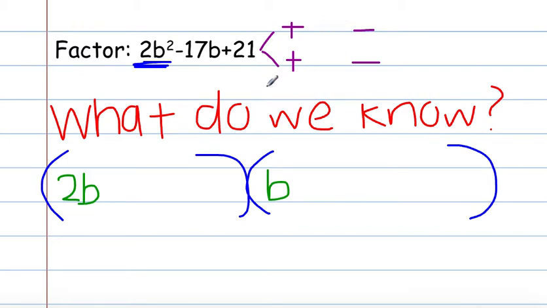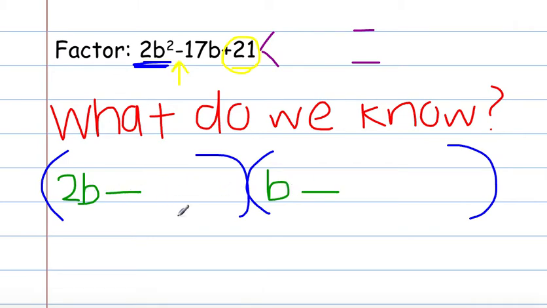Now we want to look for factors of 21. For right now, ignore the 17. Just pay close attention to this sign right here. Since this is a negative, we know they're both going to have to be negative since we can't have two positives, so we can erase those. We know we're going to have two negative numbers, and at this point we can write those down. So we have a 2b minus and a b minus.